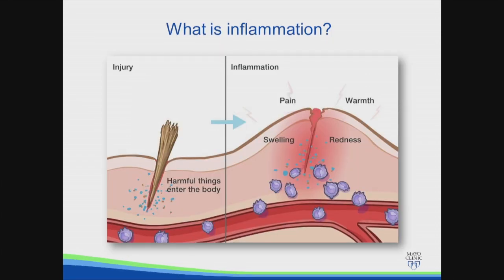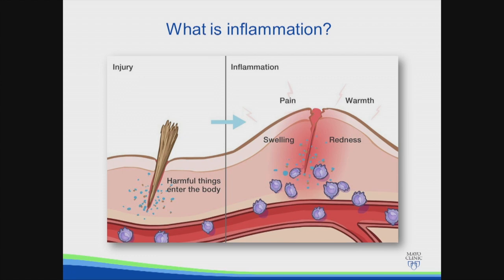In the setting of a blood vessel being inflamed, we're seeing here just a cartoon showing that if you injure the skin, and maybe in Arizona I should have had a cactus spike here, white blood cells, which are part of our immune system, are going to come to that location and produce inflammation. Inflammation is going to cause swelling, redness, warmth, pain, and these white blood cells are there to try to repair the damage and the injury that's been done.